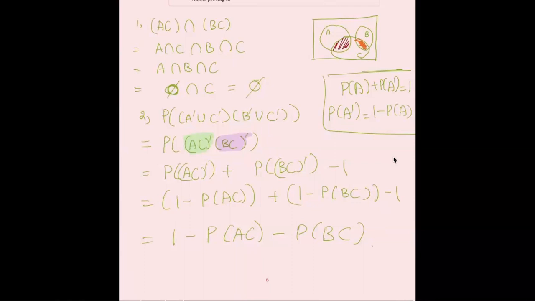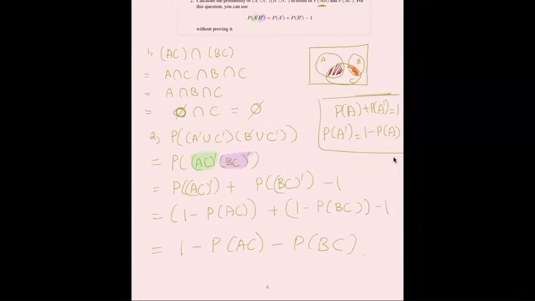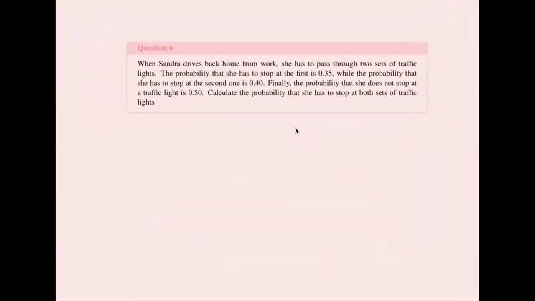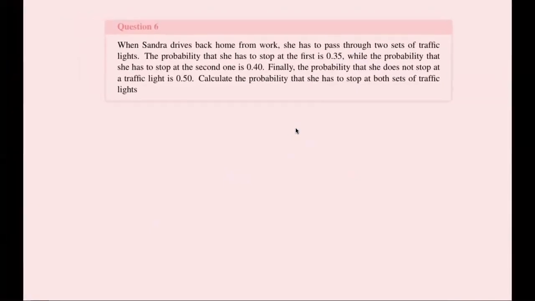Oh, okay, I get it now. So this one turned to 1 minus probability of AC, similar to this. And then I have 1 plus 1 is 2, minus 1 is 1. And then I have minus this and minus this. Okay, I got it. Any question about this one? If there's no question, I will quickly go over 6 so that you have the solution for it.